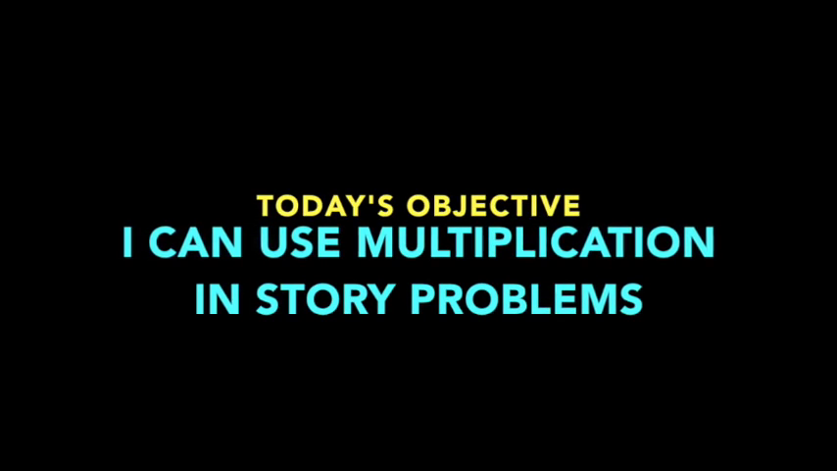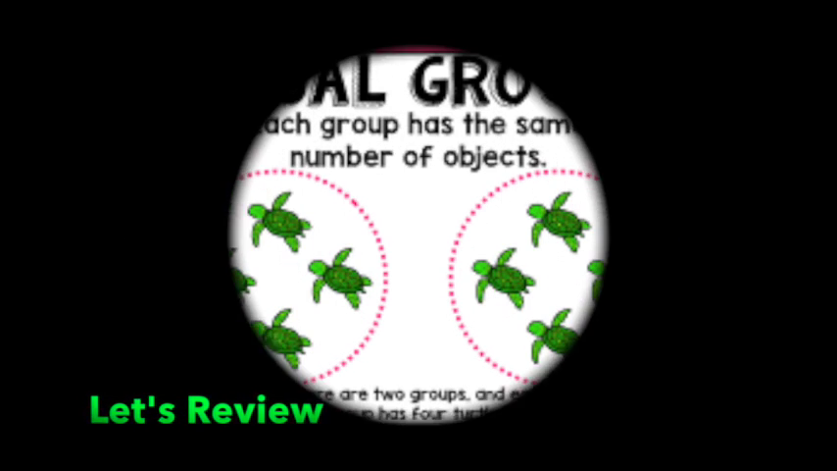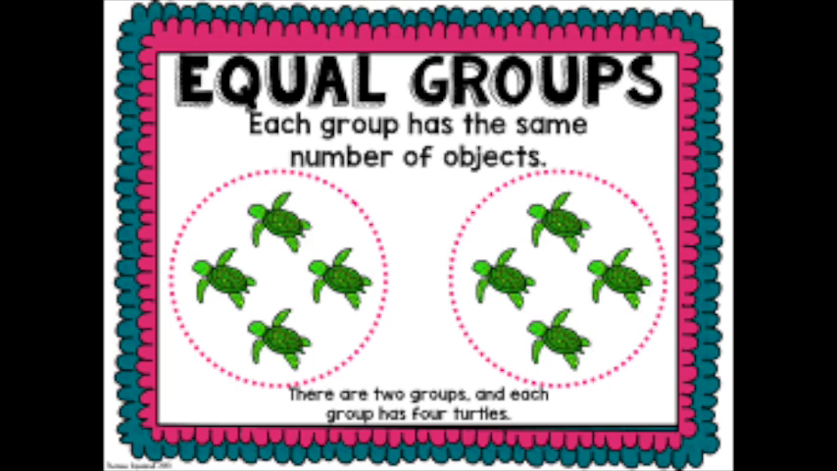Today's objective, I can multiply by 4. Let's review. Equal groups is when you have two separated groups with the same number of objects inside each group.